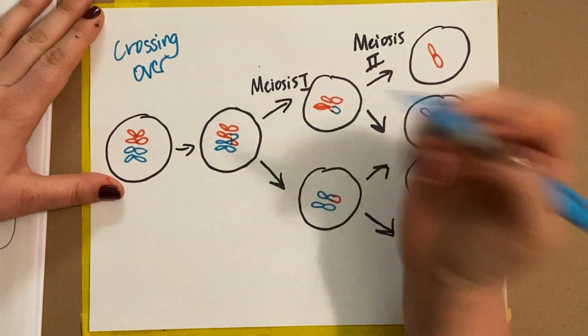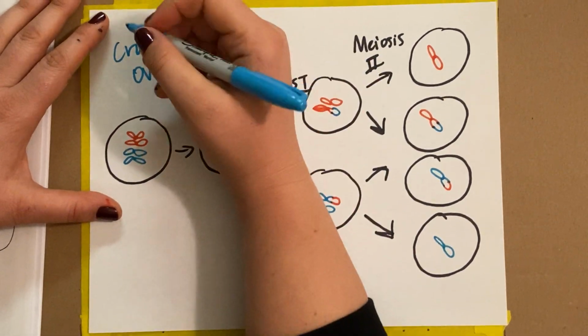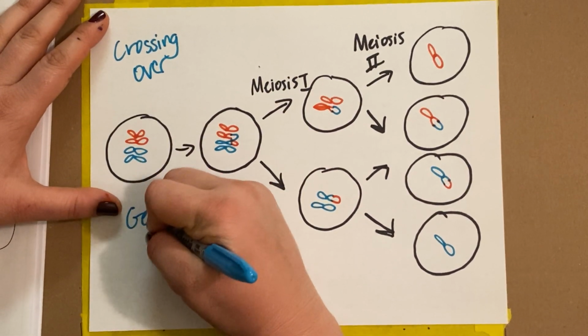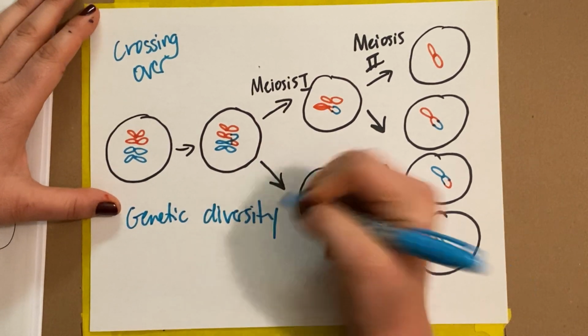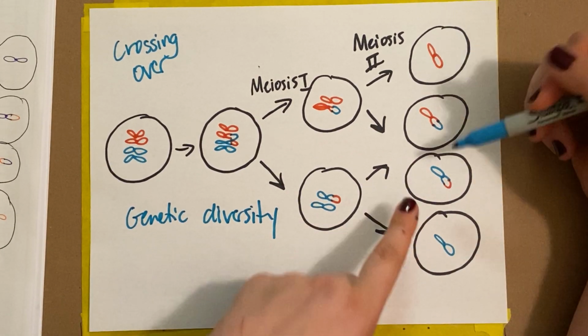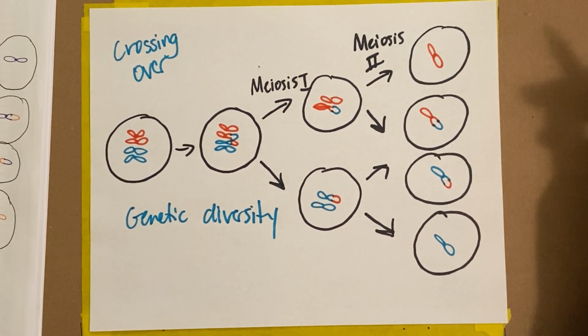Okay, so we're having the actual swapping of parts of the actual chromosomes. Okay, and this adds genetic diversity to the gametes. So if these are eggs or sperm, they're going to have kind of different actual combinations.